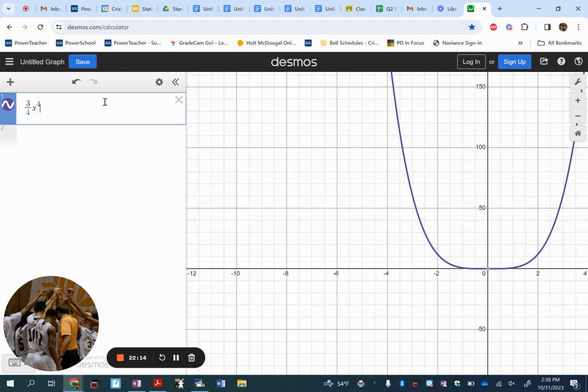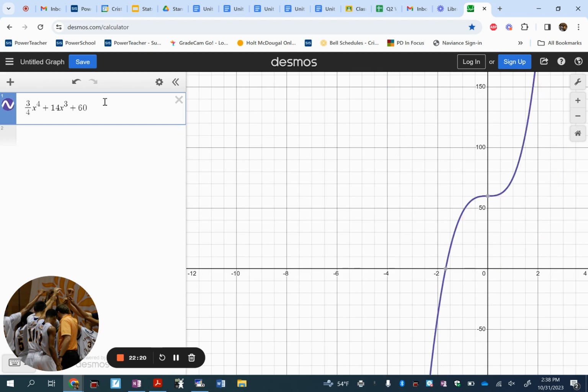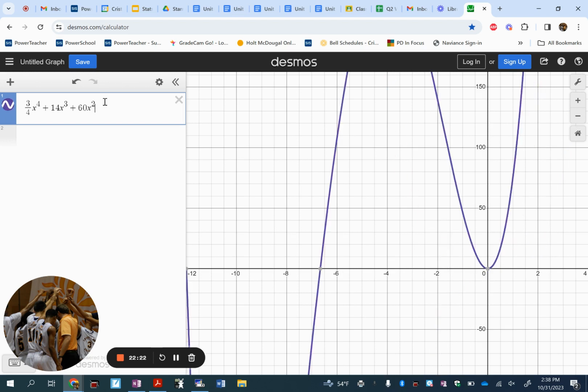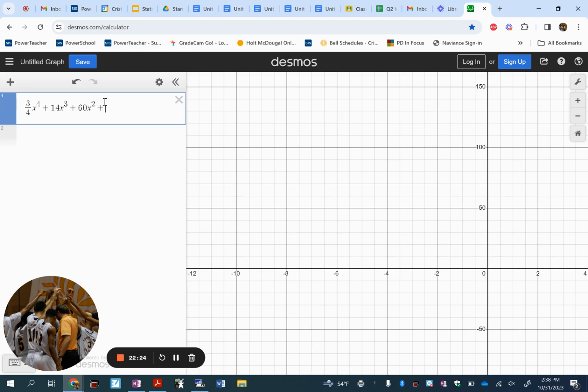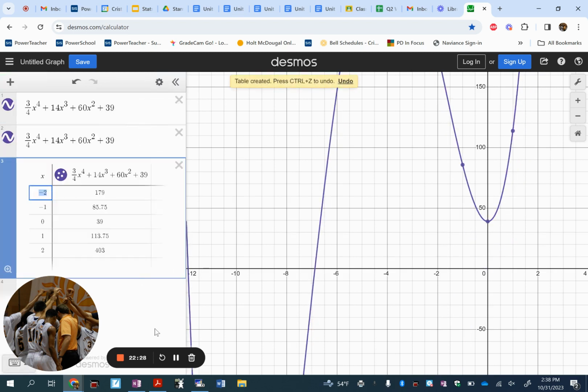Plus 14x cubed. Thank you. Was that 60x squared? And then plus 39? Okay. All right, let's do all our stuff. There's a lot here. What was it? Negative 11? Negative 10? Negative 5 and negative 4? And then 0 and 1?